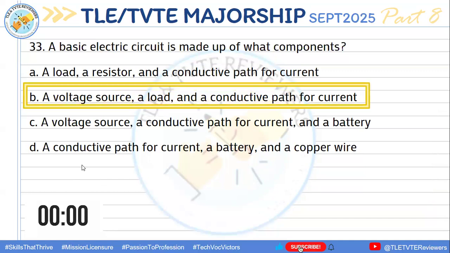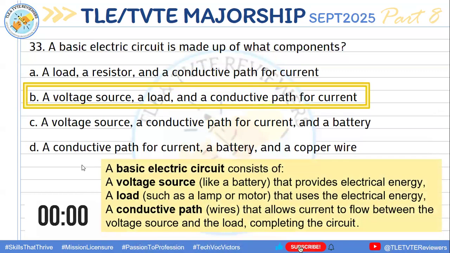Answer letter B, a voltage source, a load, and a conductive path for current. So a basic electric circuit consists of a voltage source like a battery that provides electrical energy, a load such as a lamp or motor that uses the electrical energy, and a conductive path or wires that allows current to flow between the voltage source and the load, completing the circuit. So answer letter B.